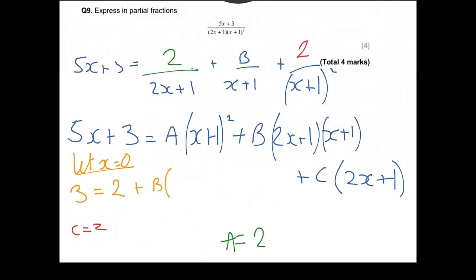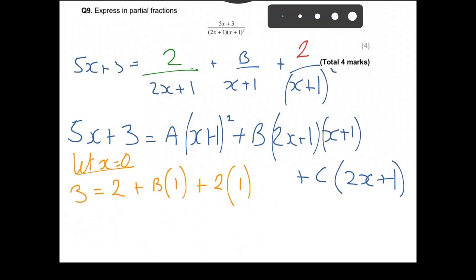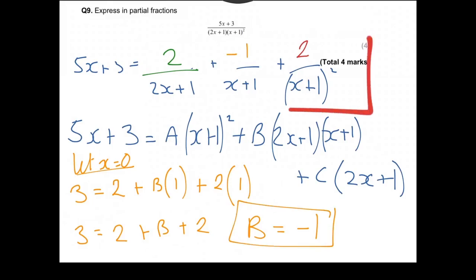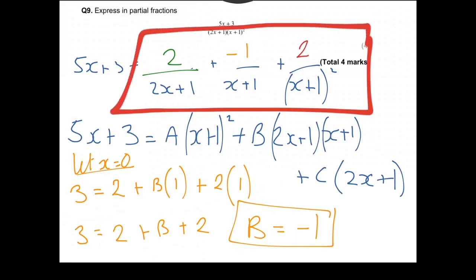Plus b. Each of these brackets is going to turn into 1, so we just get b on its own, b times 1. Plus c, and again times 1, so this was a really easy one to do. So I worked it out: 3 equals 2 plus b plus 2. Take away 4 from each side, we get b is minus 1. So there we go, my final answer for my partial fraction. So just make sure you don't get your a, b, and c mixed up.